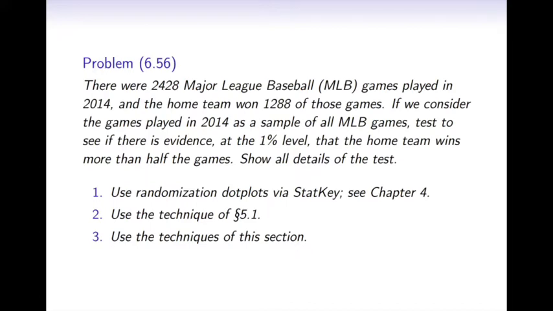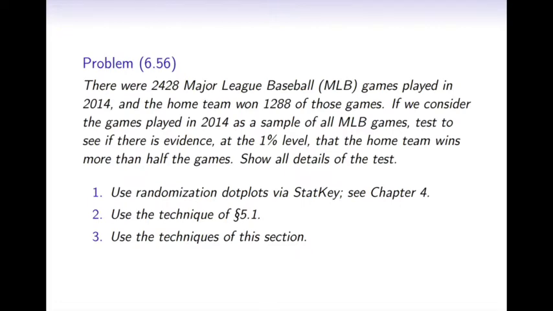Now, we'll have to talk through the details of the test because I don't have any way to write this down until we go to the whiteboard. I'm going to do part 1 here using StatKey, and parts 2 and 3 using the whiteboard. But let's just talk through what we would do here. We would use as our null hypothesis that p, the proportion of the games won by the home team, is equal to 0.5. And the alternative hypothesis would be that p is strictly bigger than 0.5.